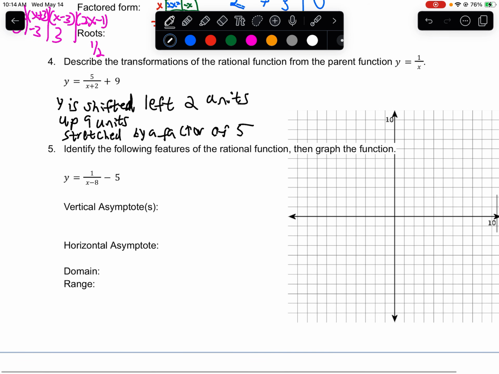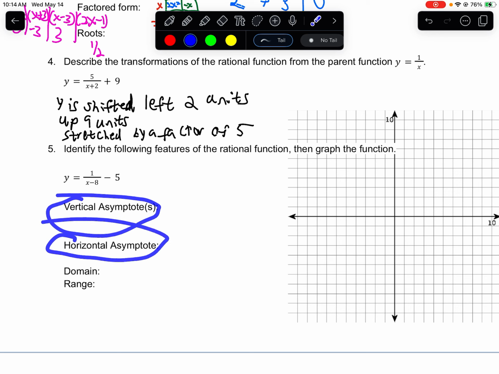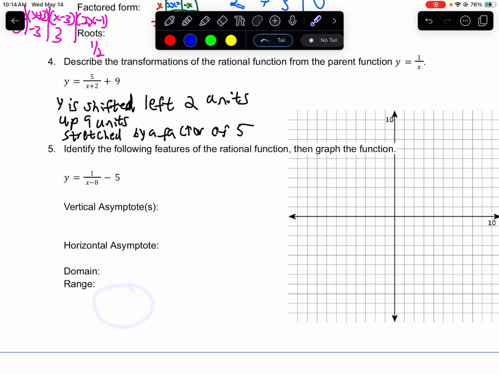Question 5, they're going to ask you to identify vertical asymptotes and horizontal asymptotes. They'll ask you for the domain and the range. The vertical asymptote is just whatever makes the denominator equal to 0 here. So that's going to be at simply x equals 8. The horizontal asymptote, when it's written in this form, is going to be whatever that number is, and we write it as an equation.